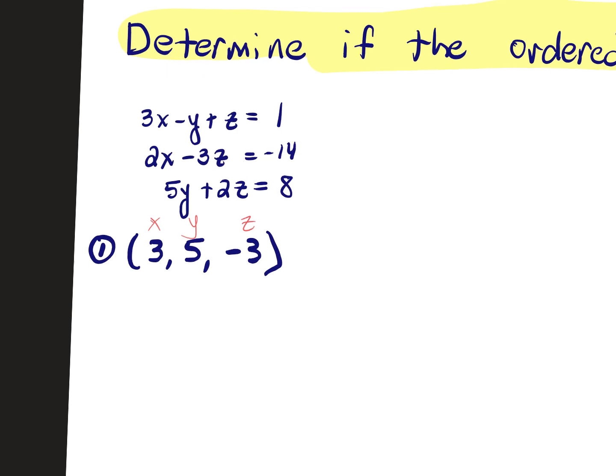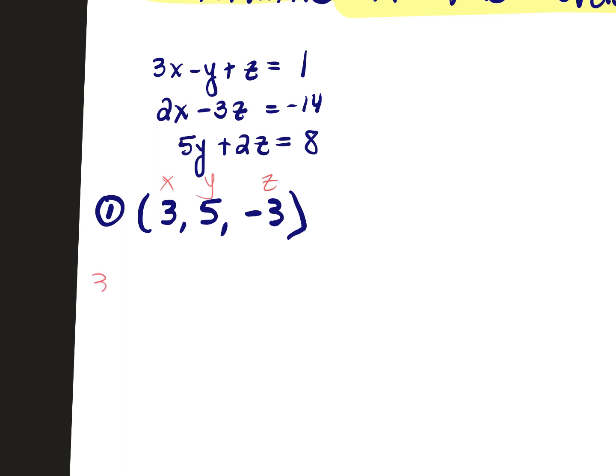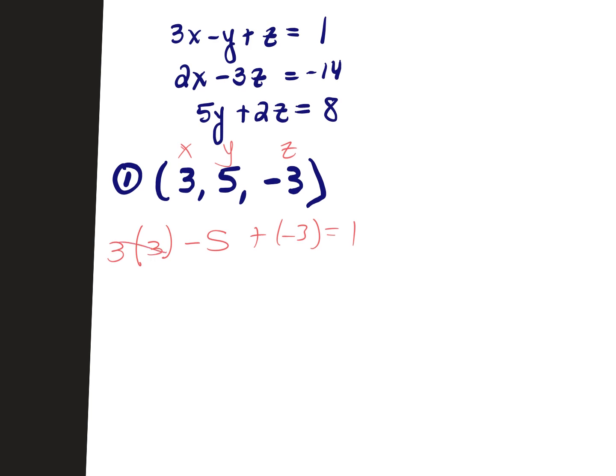So the way that you would show me this, what we would do is we would say, okay, 3 times, I'm going to plug in 3, minus 5 plus a negative 3 equals 1. So just go ahead and simplify. 3 times 3 is 9, minus 5 minus 3 equals 1. What's 9 minus 5? 4. What's 4 minus 3? So 1 equals 1. So then you can say, oh, okay, good, it works in the first one.